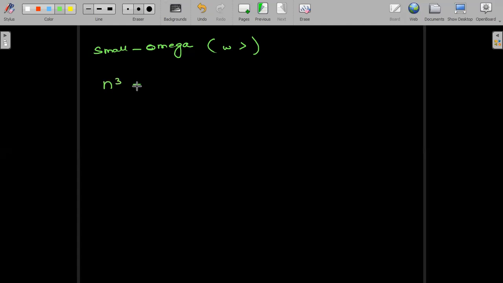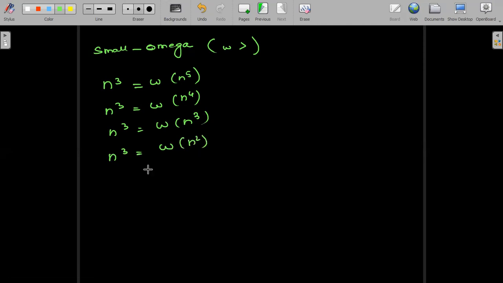n cube is equal to omega of n power 5. n cube is equal to omega of n power 4. n cube is equal to omega of n power 3. Again, n cube is equal to omega of n square. Again, n cube is equal to omega of n. Now you tell me, which side do we have to prove greater? We have to prove the right side greater, yes or not? Sorry, the left side greater. We have to prove the left side greater. You can check it here.